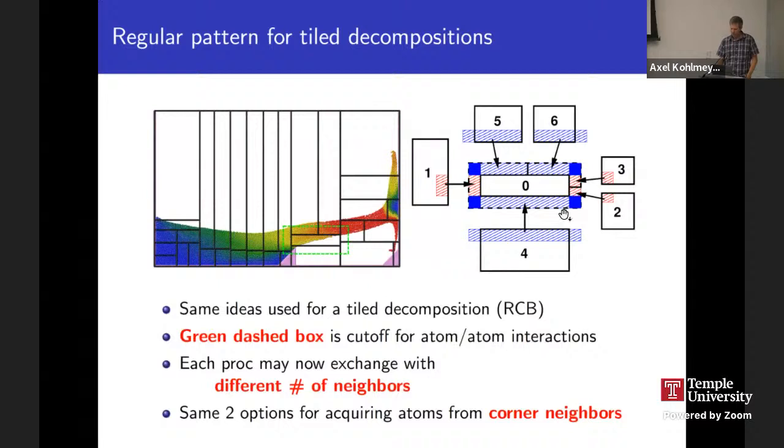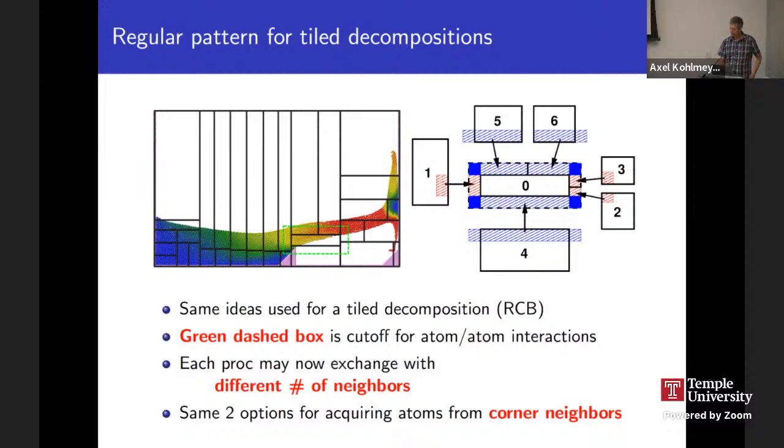So I think I've explained all this. As I said, each processor may now do an exchange with a different number of neighbors than another processor, depending on how many processors in this tiling surround it. But it's the same 2 options for acquiring atoms from corner neighbors, and LAMMPS does the one that's shown here.